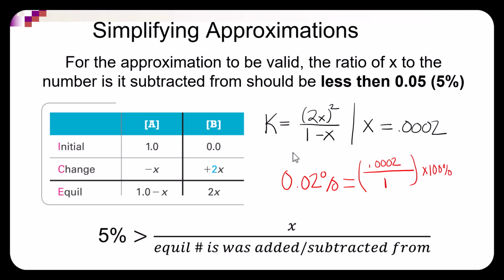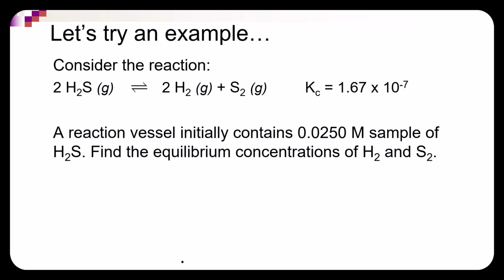An example. I just threw a lot at you. So let's just dive into an example and work through one together, and hopefully this will make a little bit more sense. So here's our problem. A reaction vessel initially contains 0.025 molar H2S. Find the equilibrium concentrations of hydrogen and sulfur.